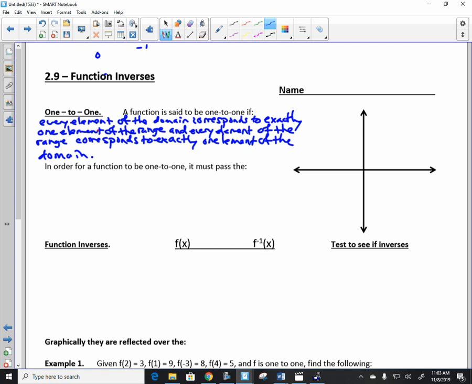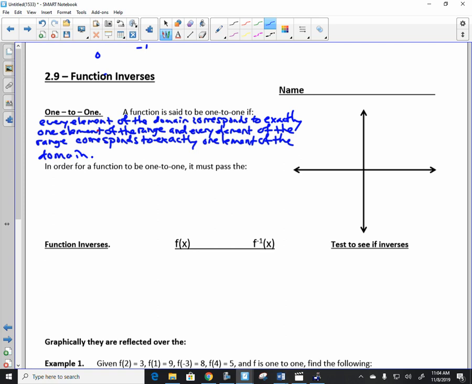A function is one-to-one if every element of the domain corresponds to exactly one element of the range. Does that sound familiar? Where did we hear that before? That's the definition of a function, but it continues on. And every element of the range corresponds to exactly one element of the domain. Every element in the domain corresponds to exactly one element in the range, and every element in the range corresponds to exactly one element in the domain.